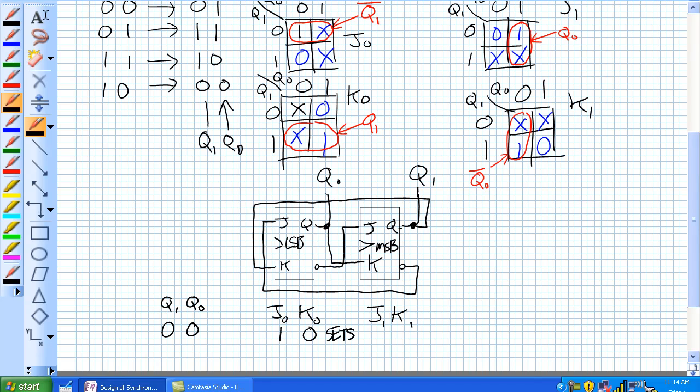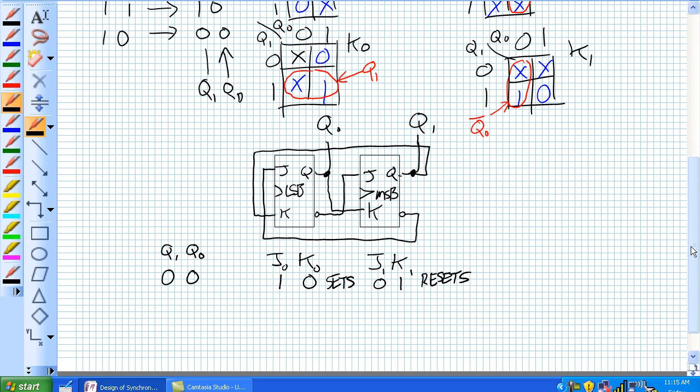Well, its JK inputs are respectively Q0 and not Q0. So Q0 is a 0, not Q0 is a 1. So what does this stage do? It resets. Okay? So, given the fact that the first stage, the LSB, is setting, and the MSB is resetting, what happens when you're given that?